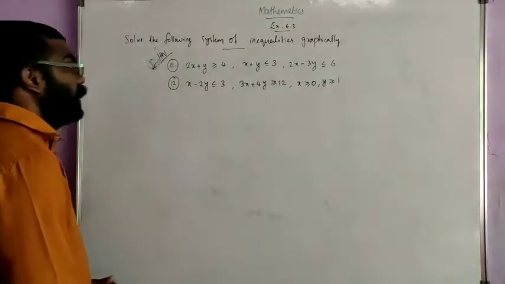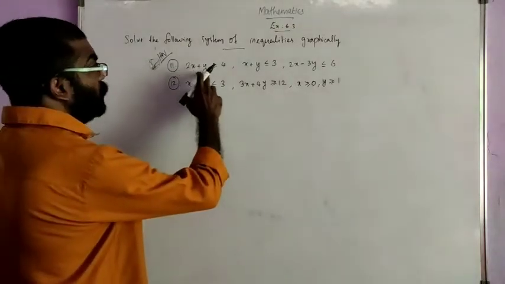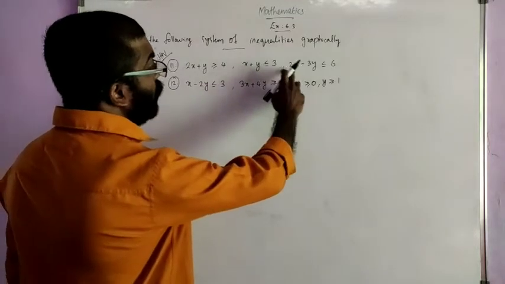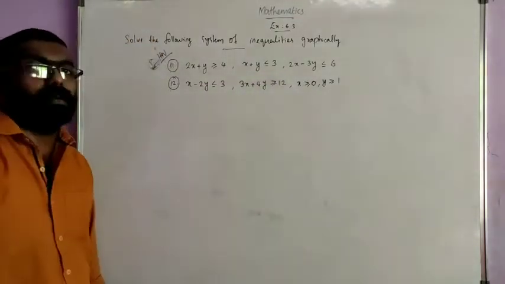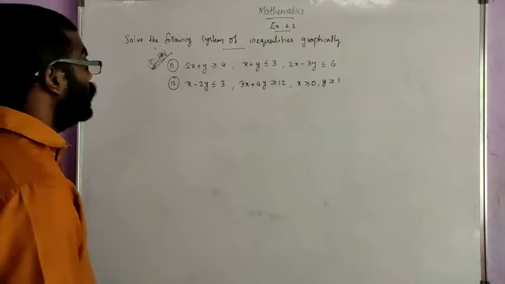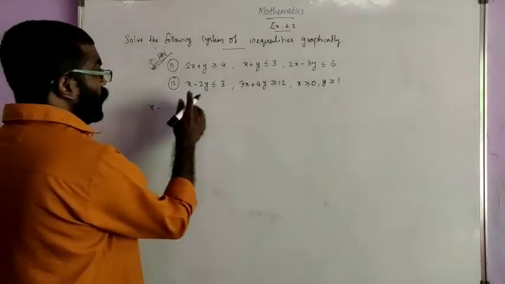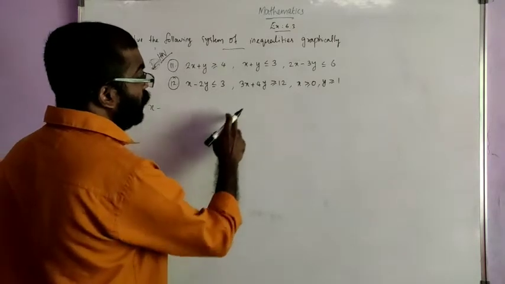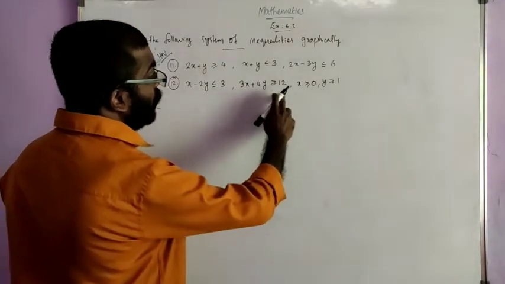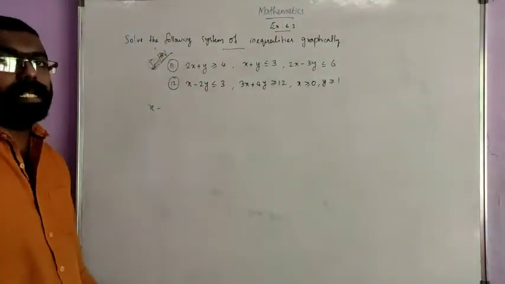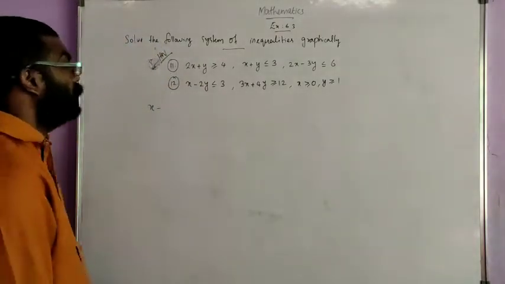Now question number 11 is for you: 2x plus y greater than or equal to 4, x plus y less than or equal to 3 and 2x minus 3y less than or equal to 6. So do it yourself. Now we can consider question number 12. X minus 2y less than or equal to 3, 3x plus 4y greater than or equal to 12, x greater than or equal to 0 and y greater than or equal to 1.